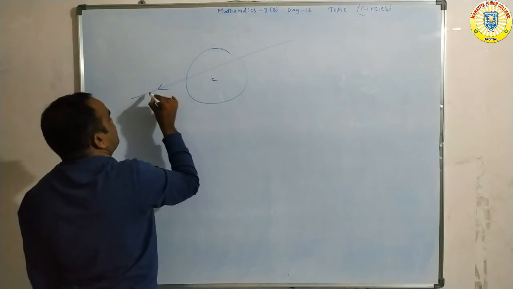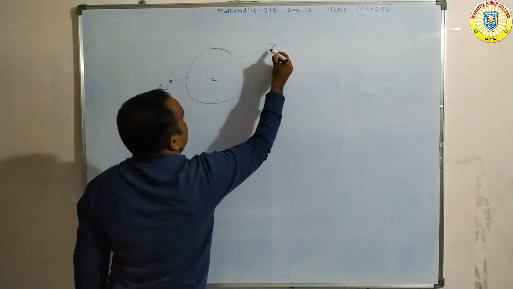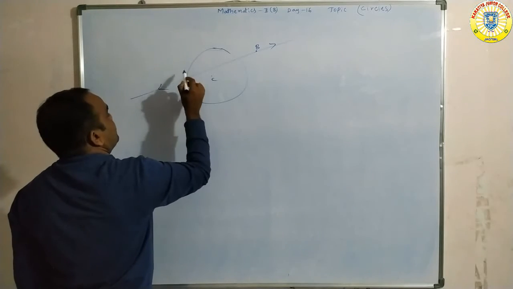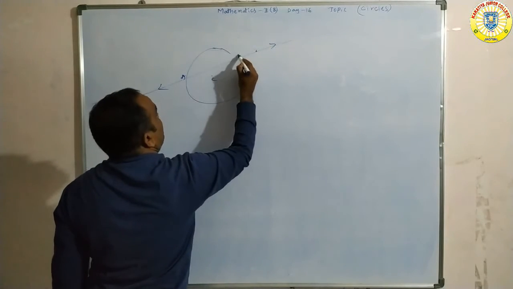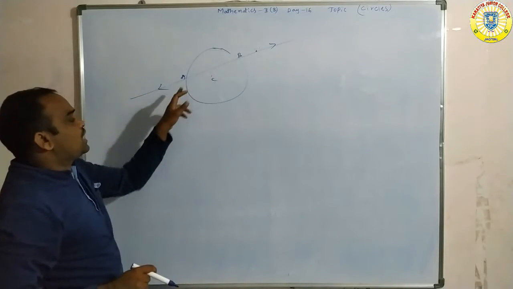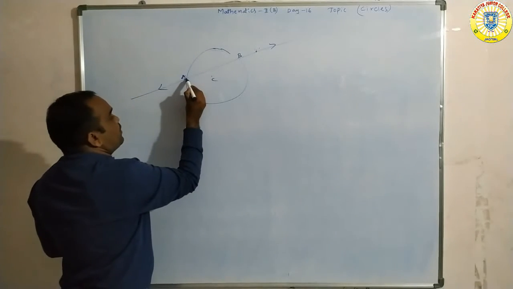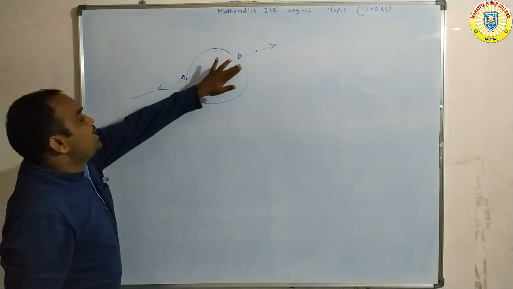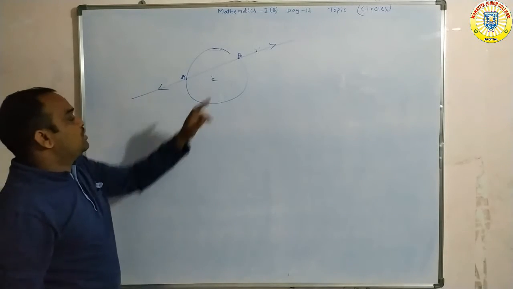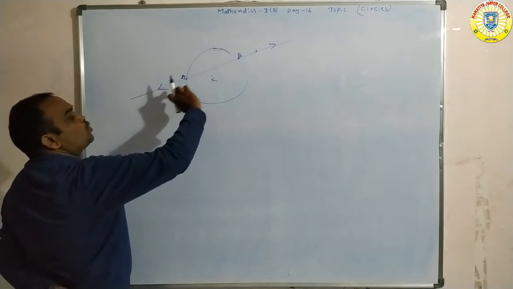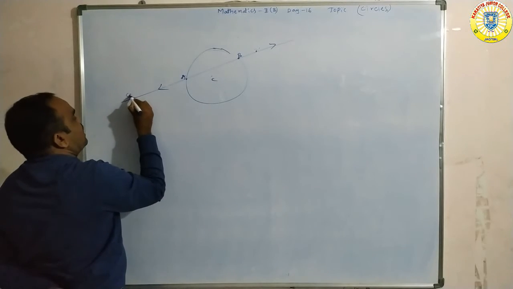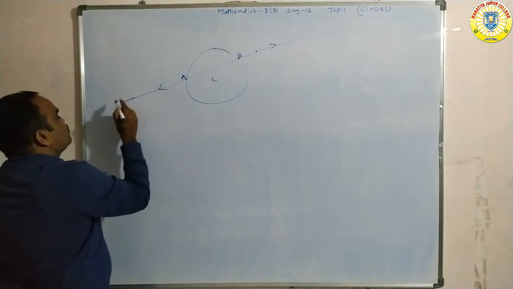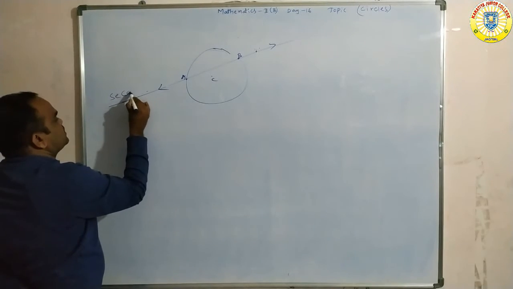Here this is the point A, and this is the point B. There are 2 points, A and B, that lie on the circle. A line passes through the 2 points on the circle. This line is called a secant.